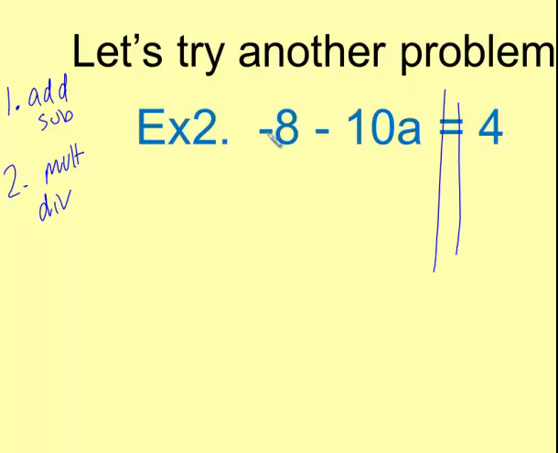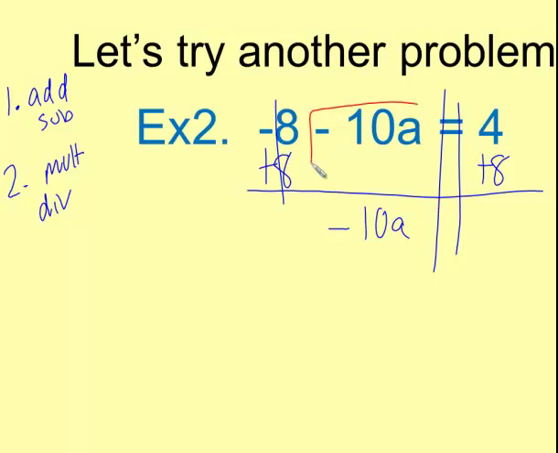Okay, I have a negative 8 minus 10a equals 4. So if I have a negative 8, I've got to do the opposite of that. So I have to add 8 to both sides. So when I do that, that cancels. I have negative 10a. We cannot forget about that negative that is connected to my 10a. And then I have 4 plus 8 gives me 12. So I currently have negative 10a equals 12.